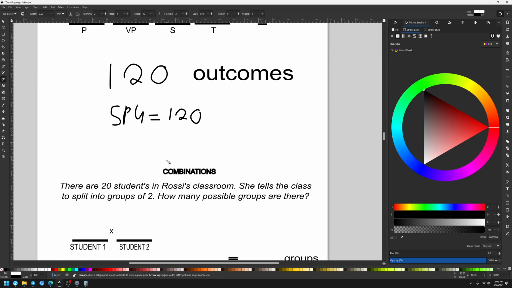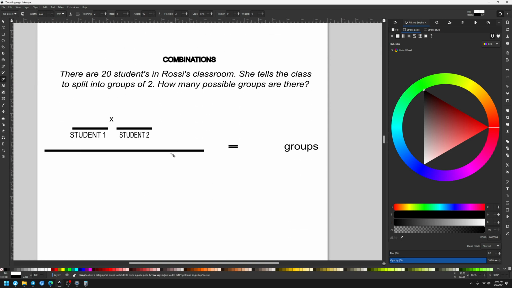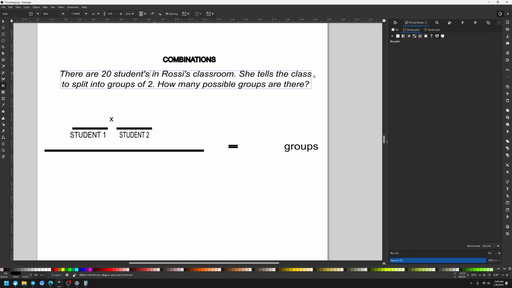Okay. Now we're going to move on to combinations. There are 20 students in Rossi's classroom. She tells the class to split into groups of 2. How many possible groups are there?